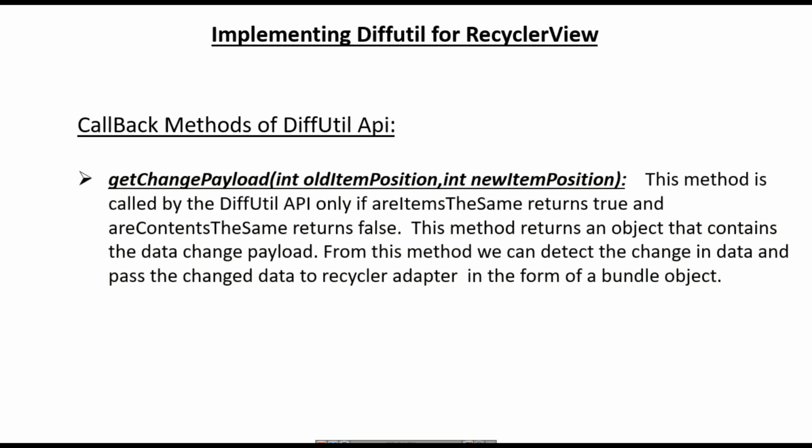Here is the next method. This is the last method, getChangePayload. This method also has two parameters, oldItemPosition and newItemPosition. This method is called by the DiffUtil API only if areItemsTheSame returns true and areContentsTheSame returns false. This method returns an object that contains the data change payload. From this method, we can detect the change in data and pass the changed data to the recycler adapter in the form of a bundle object.